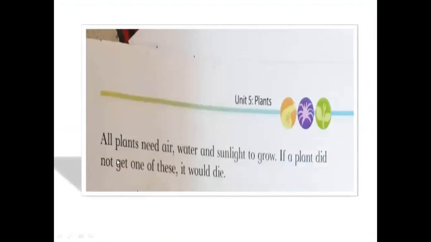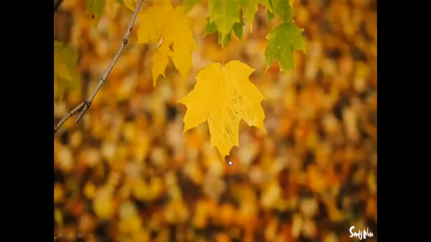Now, this is book page 21, first paragraph. All plants need air, water, and sunlight to grow. If a plant did not get one of these, it would die. What does a plant need? Plants need air, water, and sunlight. So we will study all these things in detail, how they need them, for what purpose they need them, and what their functions are.